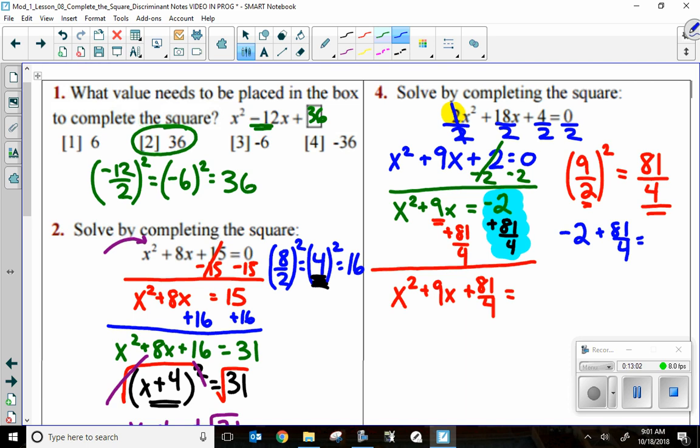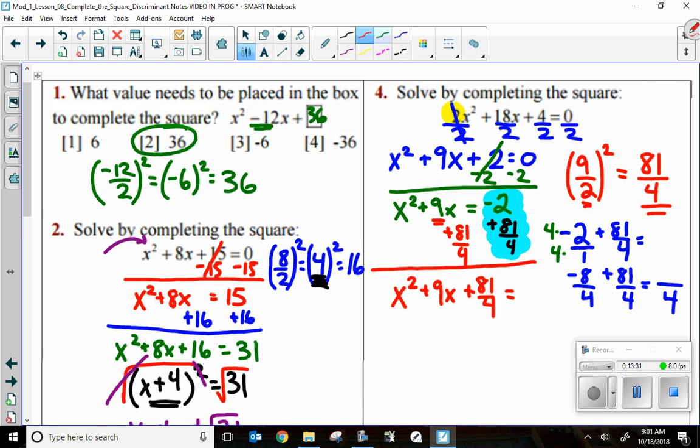So technically, below this negative 2 is 1. I would like this to be over 4, so the denominators are the same, so it will remain the same. How do I represent negative 2 over 1 to be over 4? Negative 8 over 4. How did I do that? I multiplied the bottom by 4, and I multiplied the top by 4.